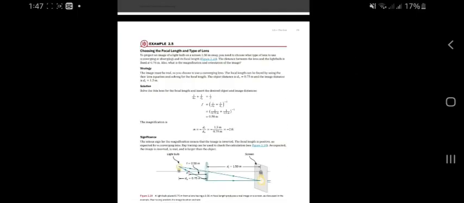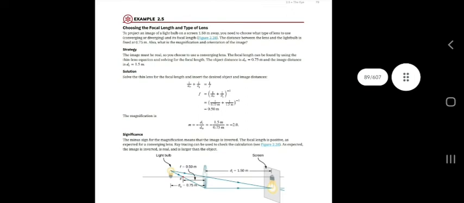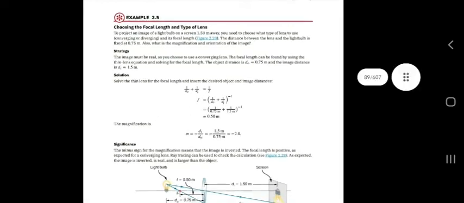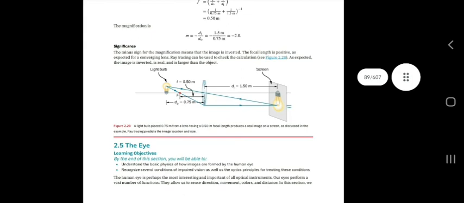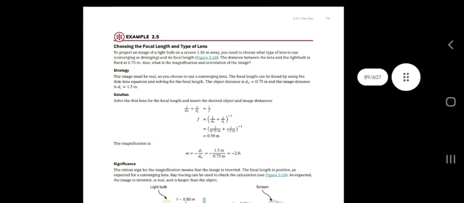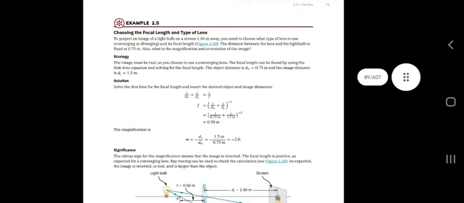So hello once again. Let's proceed to the last problem set, number 5. Example 2.5: choosing the focal length and type of lens. To project an image of a light bulb on a screen 1.50 meters away, you need to choose what type of lens to use, converging or diverging, and its focal length, on figure 2.8. So the distance between the lens and the light bulb is fixed at 0.75 meter. Also, what is the magnification and orientation of the image?